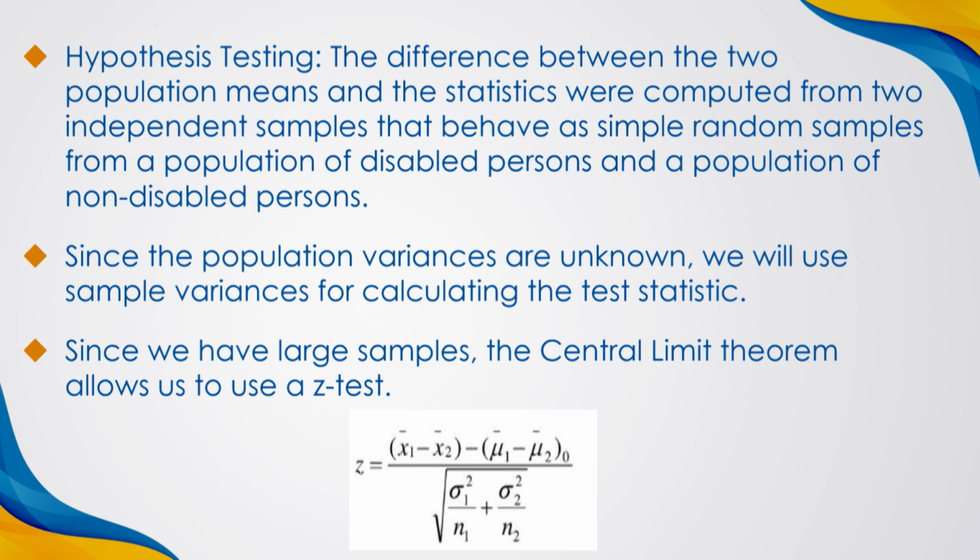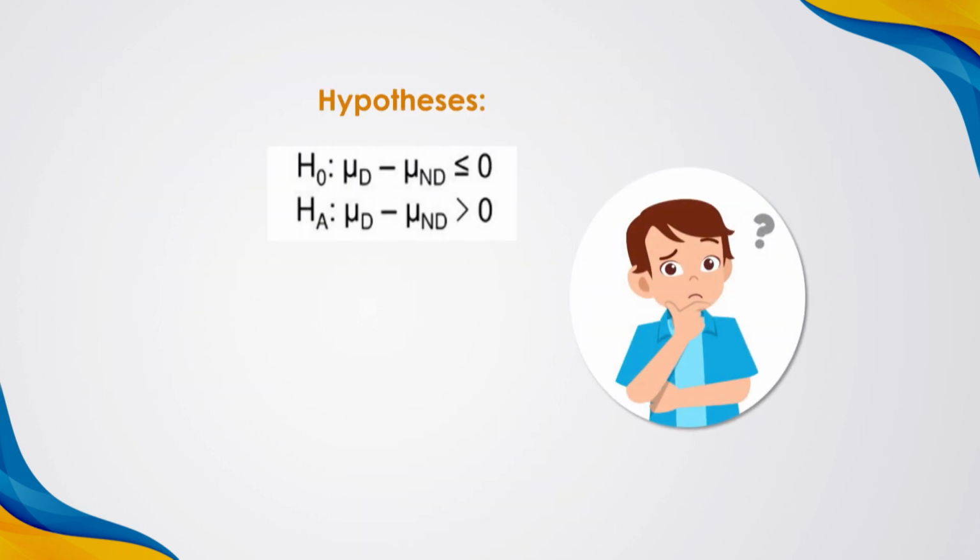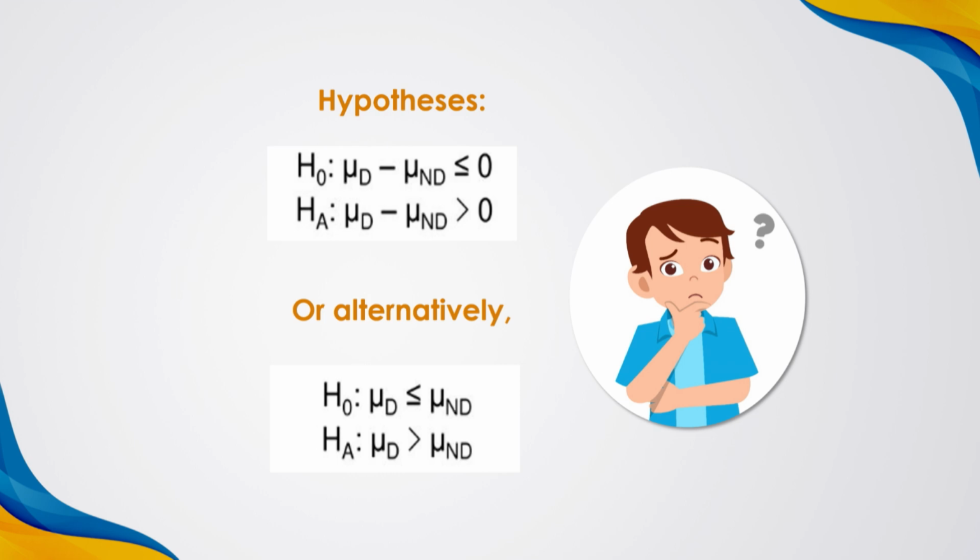That is, Z equal to x1 bar minus x2 bar minus (mu1 minus mu2) sub 0, divided by square root of sigma 1 squared by n1 plus sigma 2 squared by n2. Then the null hypothesis is H0: mu d minus mu nd less than or equal to 0. Alternative hypothesis HA: mu d minus mu nd is greater than 0. And alternatively, we can also define H0: mu d less than or equal to mu nd and HA: mu d greater than mu nd.